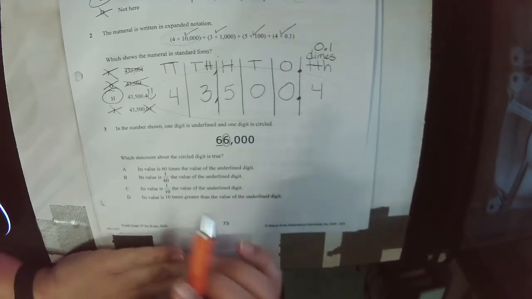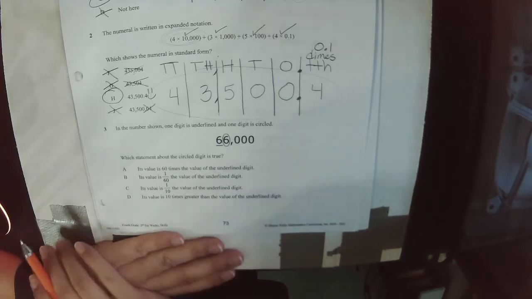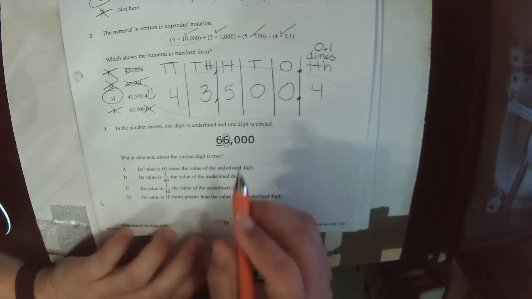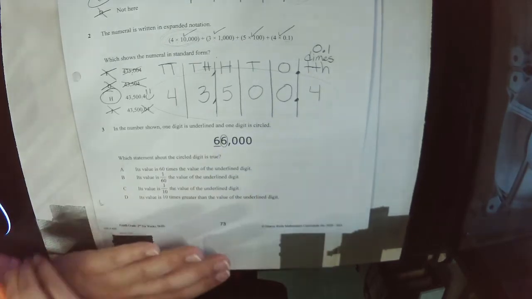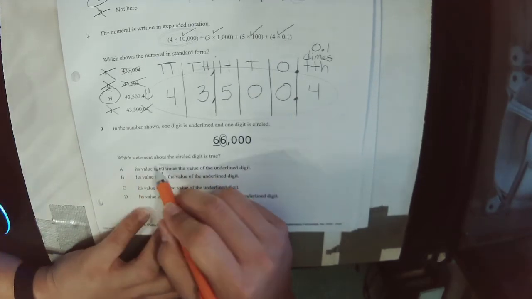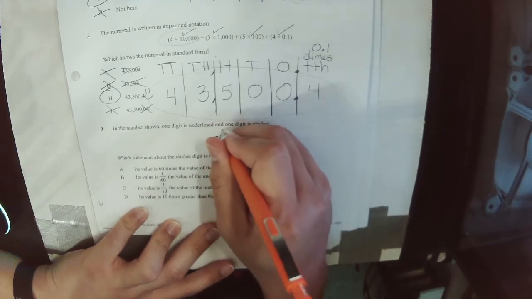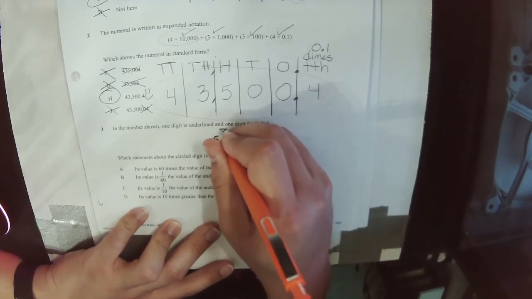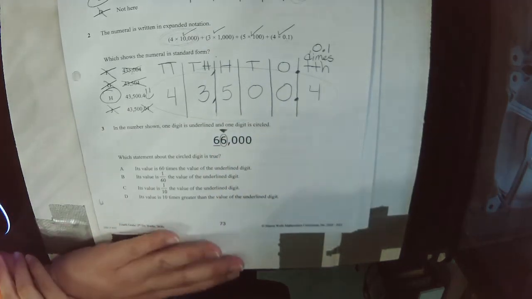Problem 3. In the number shown below, one digit is underlined and one digit is circled. I can see here they have 66,000. They underlined one 6 and circled the other. Which statement about the circled digit is true? Okay, I'm going to put an arrow on top of that circled one, because that's the one they want me to look at. Circled digit.